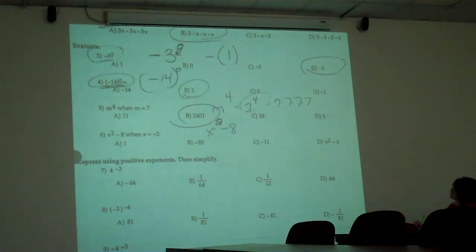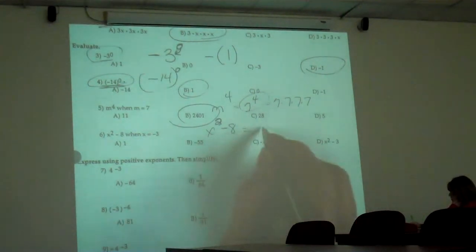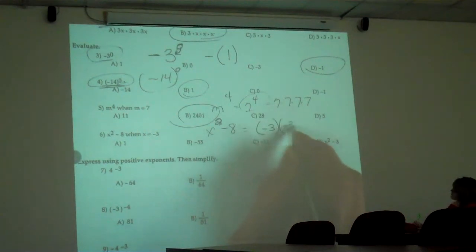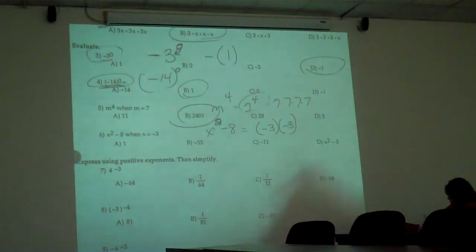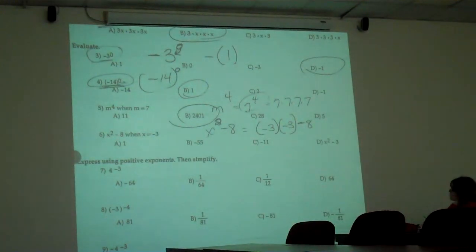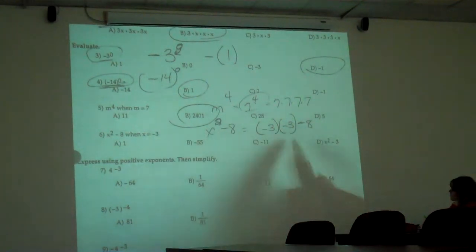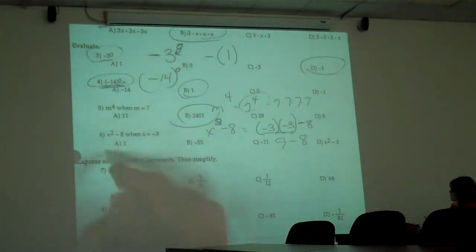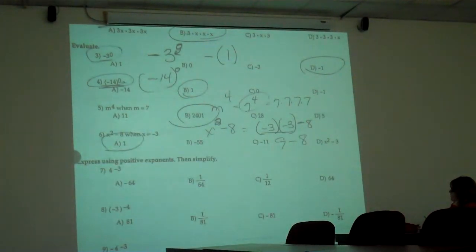Okay, x squared minus 8. X is negative 3. Okay, you have x is negative 3, so you have negative 3 squared, and then minus 8. Negative 3 times negative 3? 9. Minus 8 is 1.